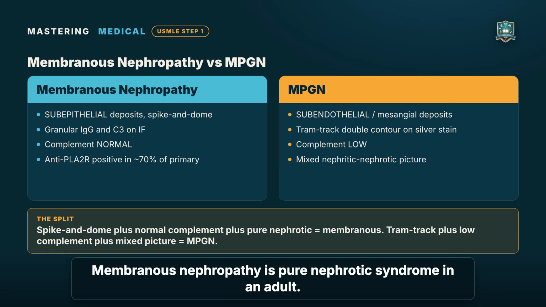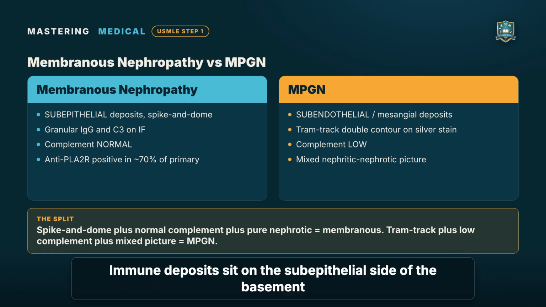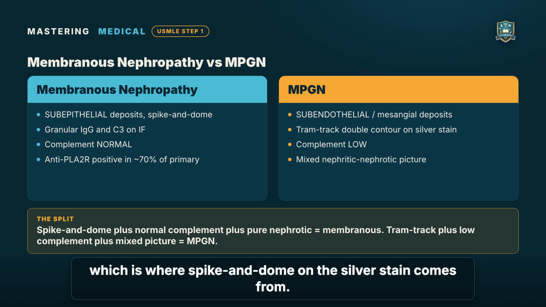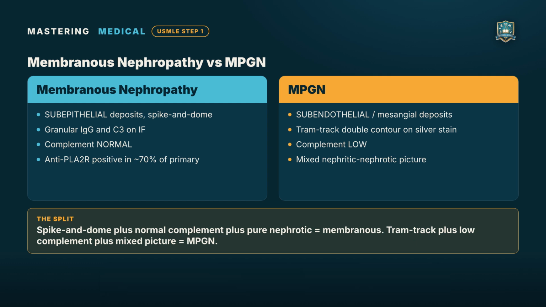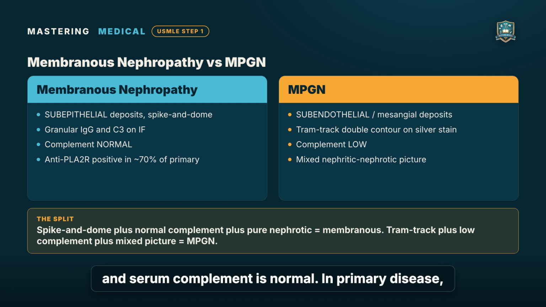Membranous nephropathy is pure nephrotic syndrome in an adult. Immune deposits sit on the subepithelial side of the basement membrane, and the membrane grows spikes between them, which is where spike and dome on the silver stain comes from. Immunofluorescence shows granular immunoglobulin G and C3, and serum complement is normal. In primary disease, the phospholipase A2 receptor antibody is positive in roughly 70%.